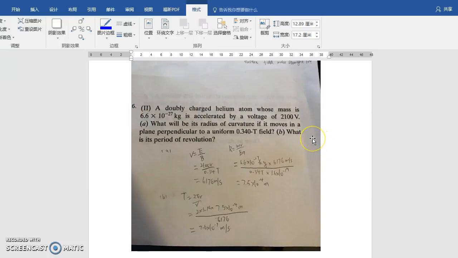And question 6 is to calculate the radius. The calculation is the same as question 4. We need to calculate the velocity first. We use the electric field divided by the magnetic field to calculate the velocity. Also, we can use the formula r equals mv divided by qB to calculate the radius. And the period is 2 pi r over the velocity. Just plug the numbers into the formula.